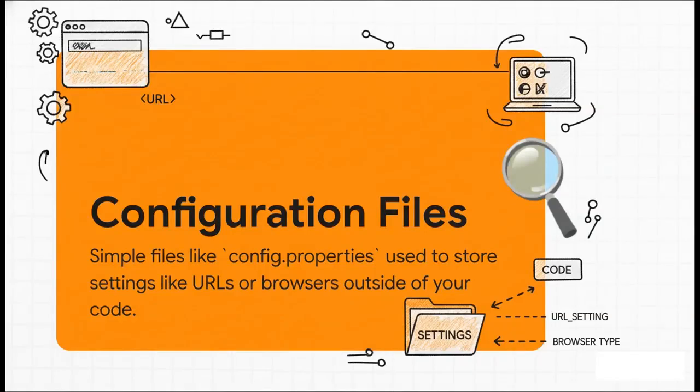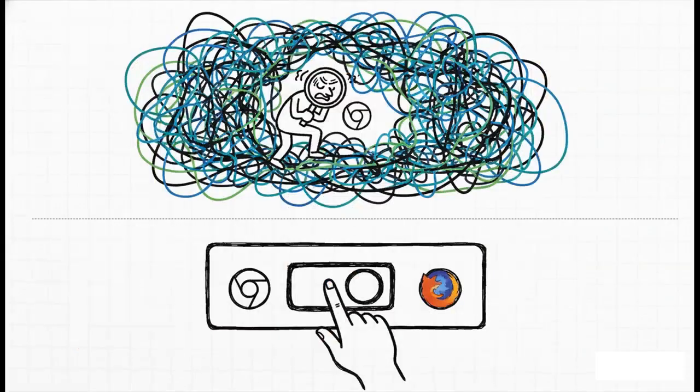Now, here's a pro tip for setting up a really smart workspace. Use configuration files. These are just simple little text files where you store settings that might change, things like a website's URL or which browser you want to test on. And why is this so important? It's all about making your life easier later on. Think about it. Instead of having to dig through your code to change a web address, you just change one line in a simple text file. Want to run your entire test suite on Firefox instead of Chrome? Boom, one little edit. No coding required. It's all about working smarter, not harder.